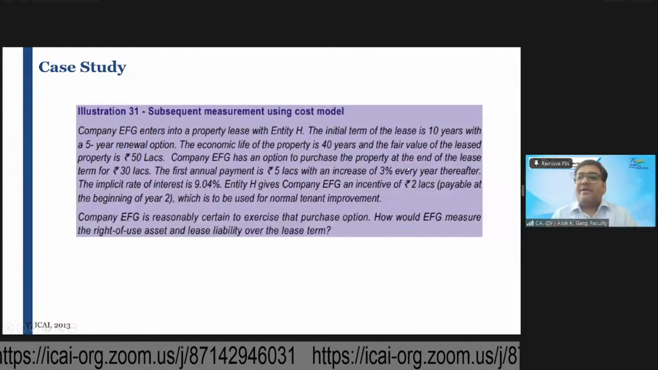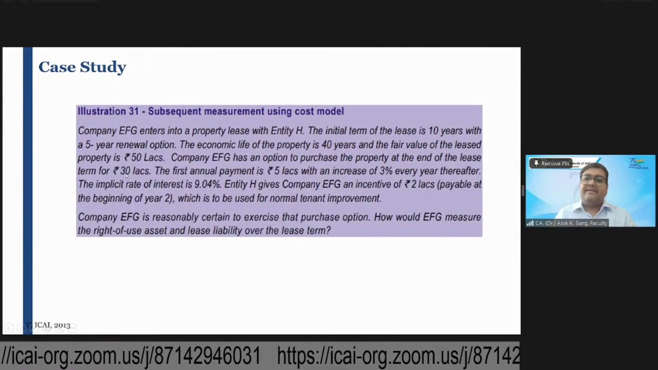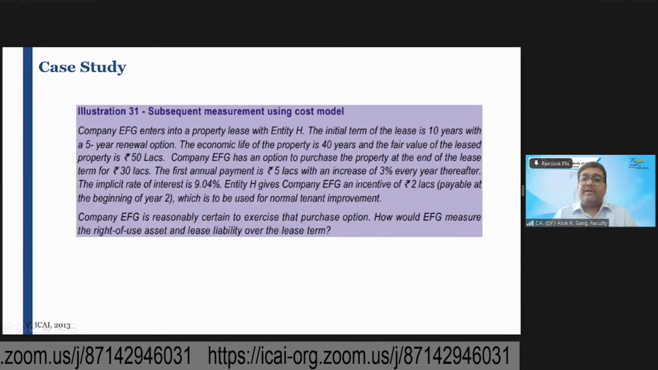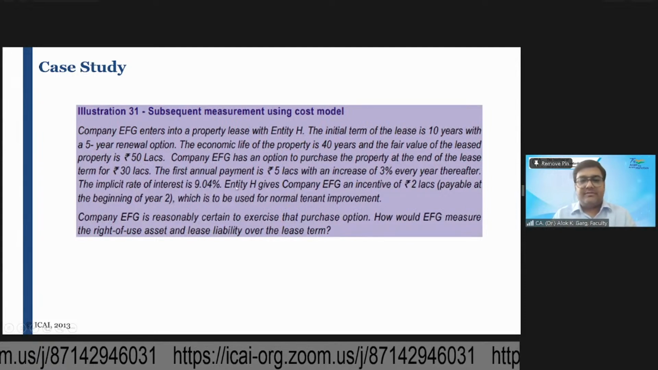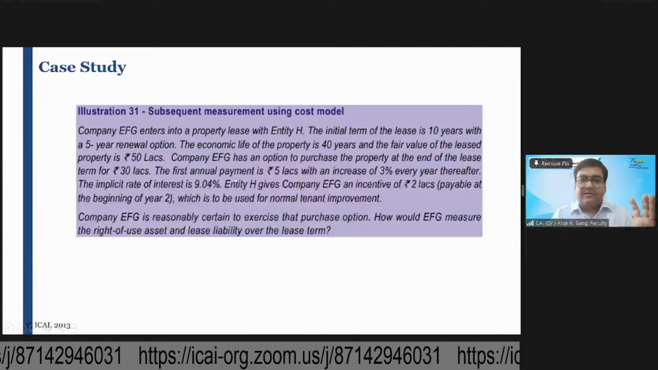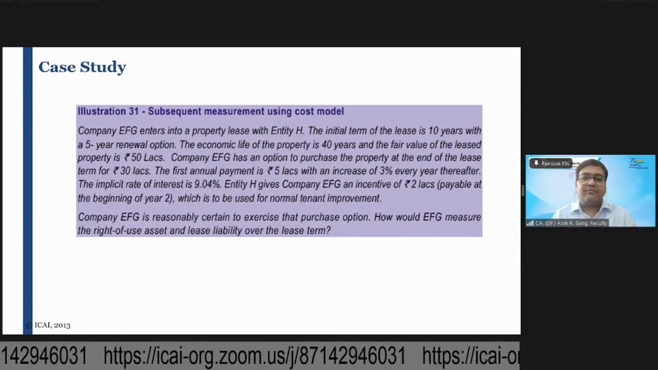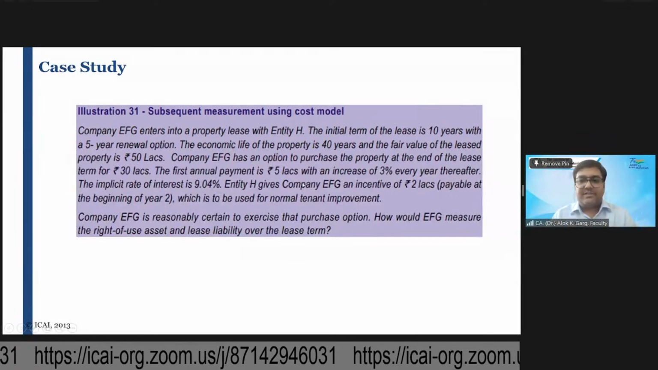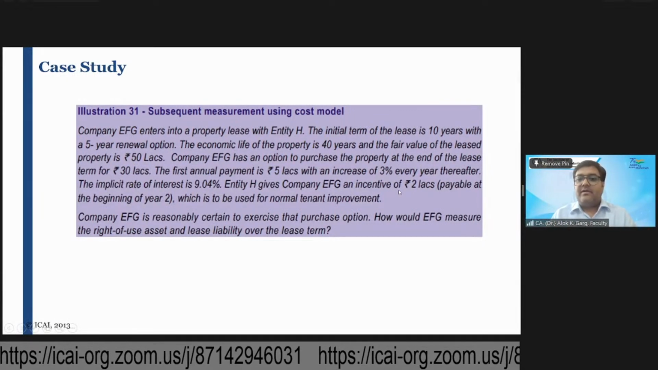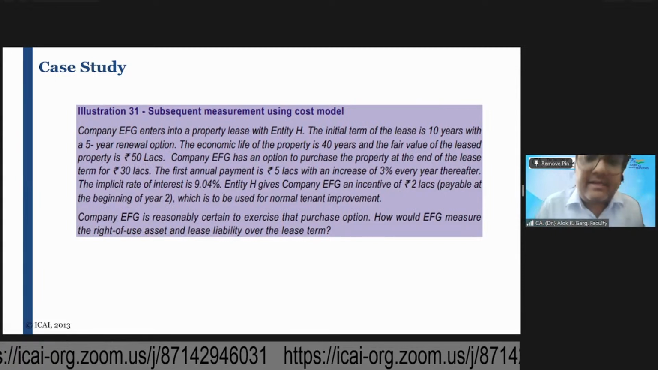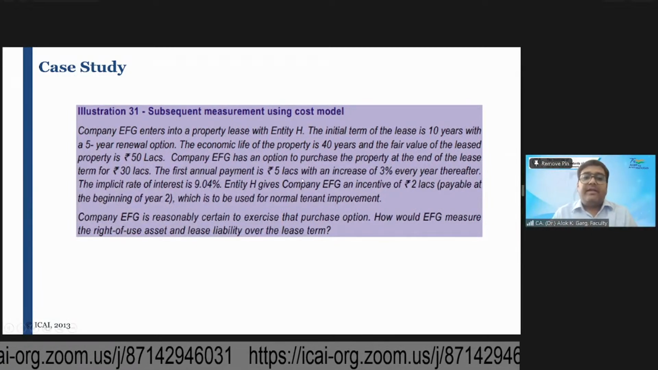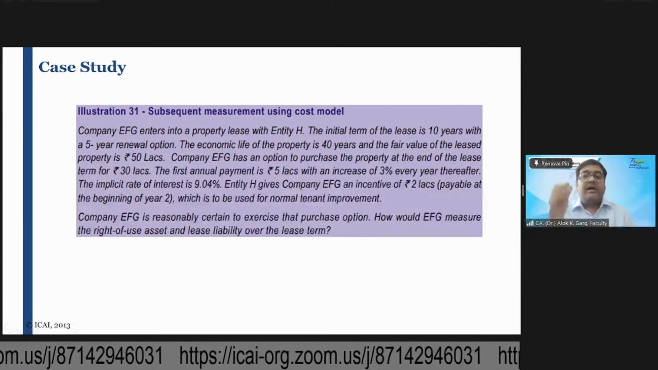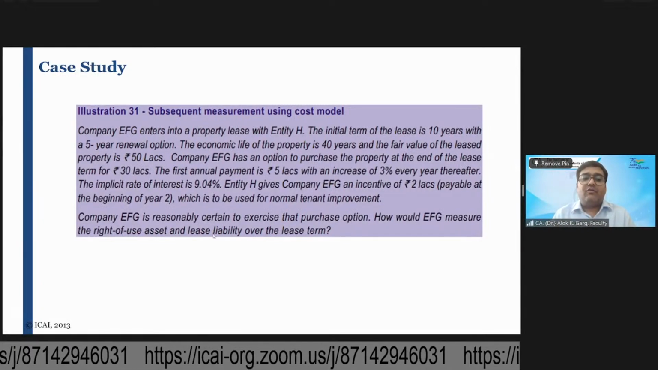There is an option to purchase the property at the end of the lease term for rupees 30 lakhs. The first annual payment is 5 lakh, with an increase of 3% every year thereafter. So this company has to pay 5 lakh rupees every year with an escalation clause of 3% for a lease period of 10 years. Implicit rate of interest is given, which is 9.04%. Entity H gives company EFG a lease incentive of rupees 2 lakh at the beginning of year 2. Company EFG is reasonably certain to exercise that purchase option. How would EFG measure right of use asset and lease liability over the lease term?